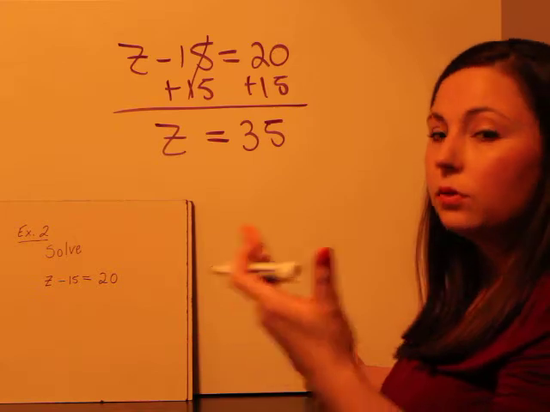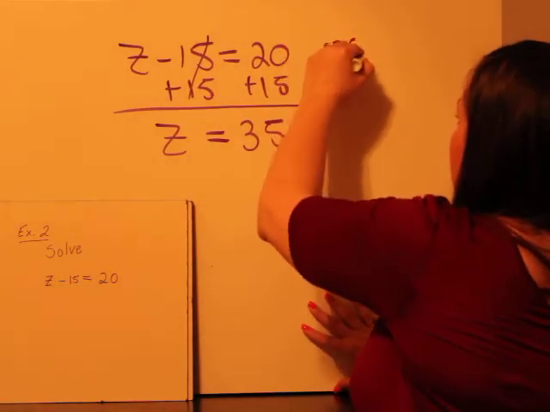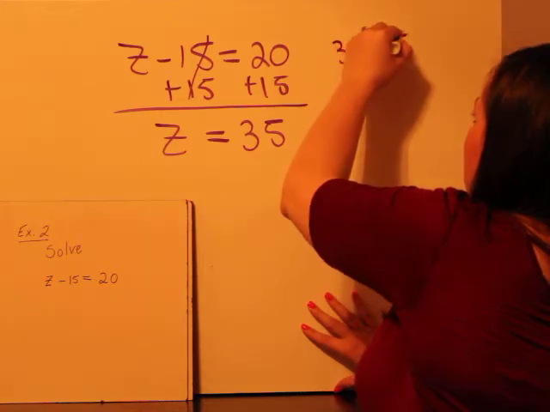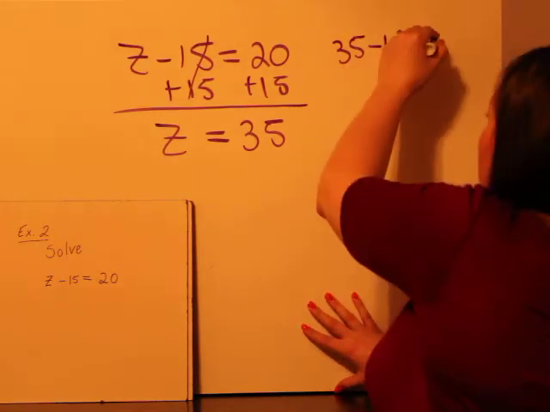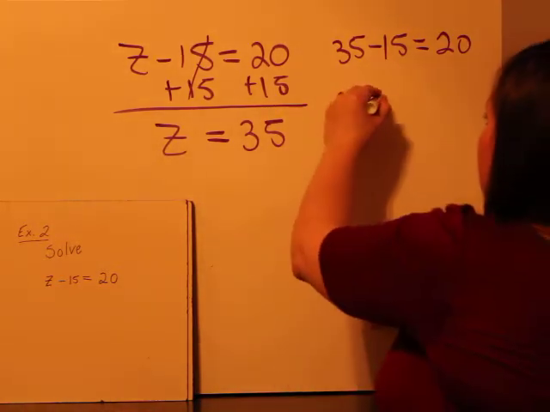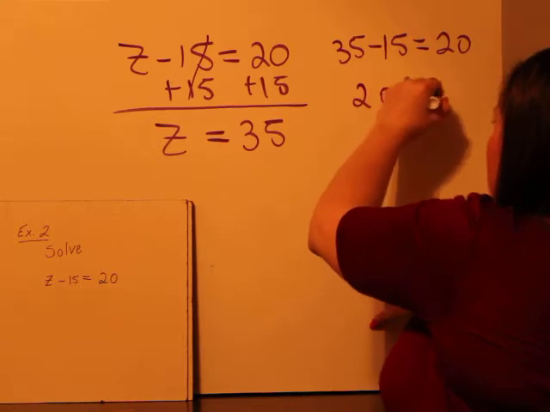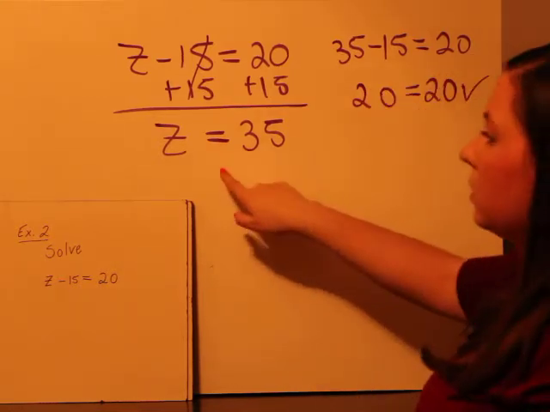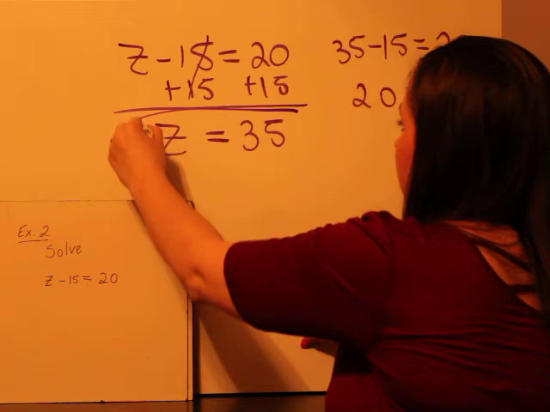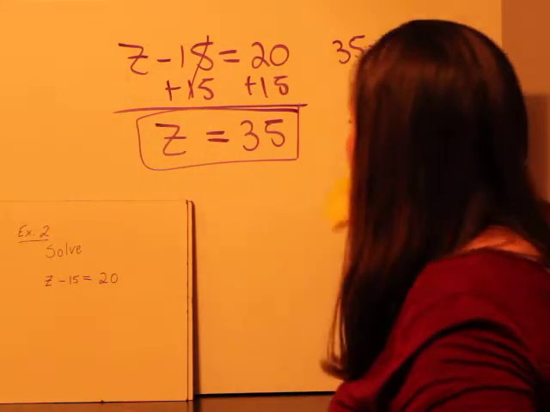Now we got to go back and of course check. So now we've got 35 minus 15. That's supposed to be equal to 20. 5 minus 5 is going to be 0. 3 minus 1 is going to be 2. So 20 equals 20. Z is 35. Okay. Next example.